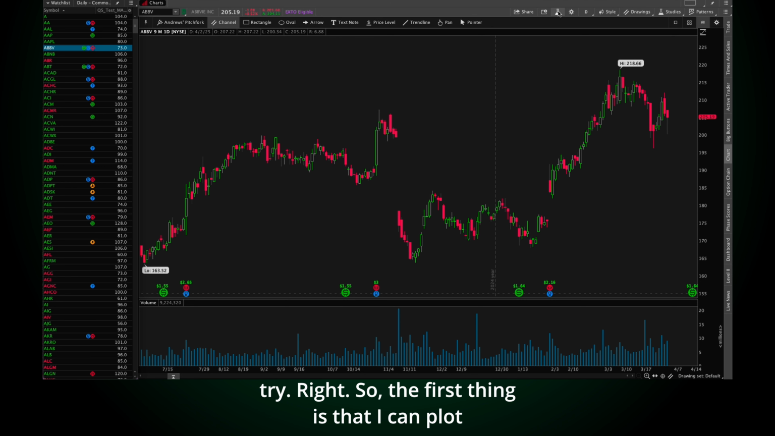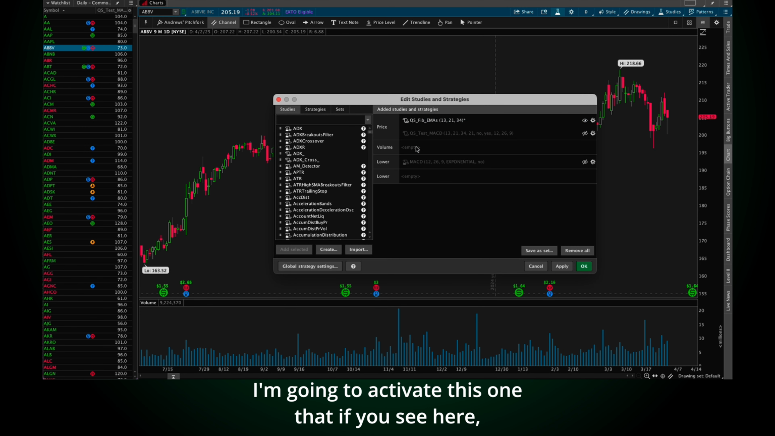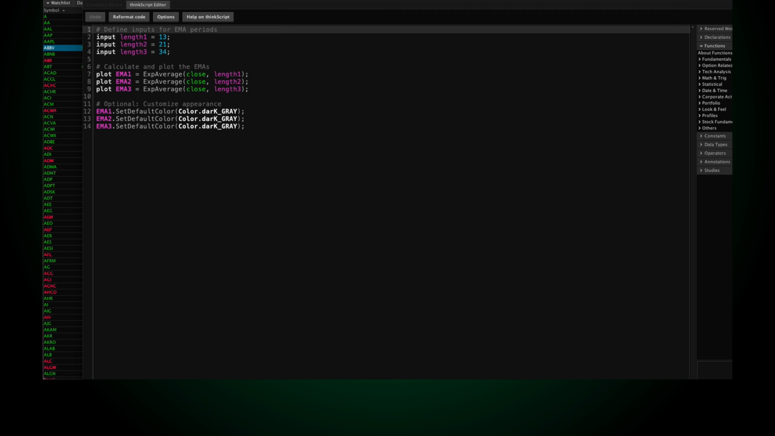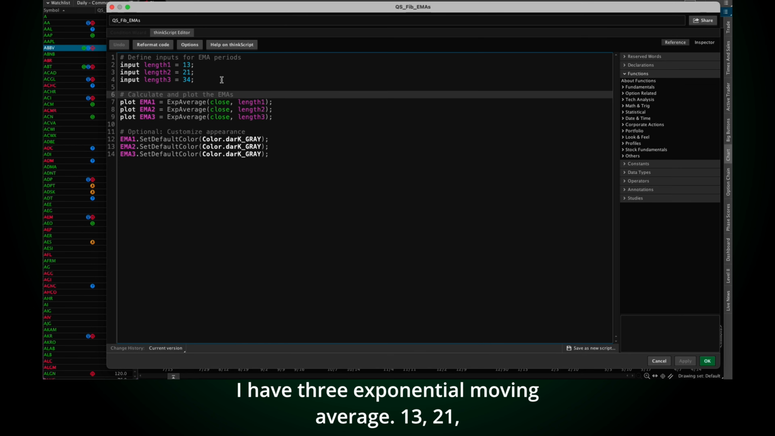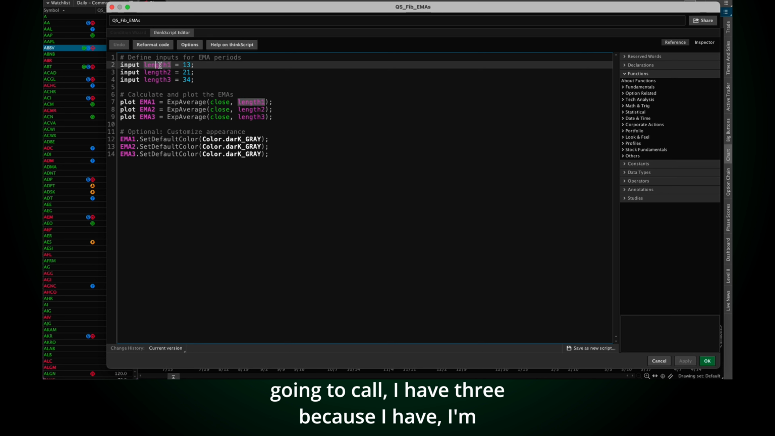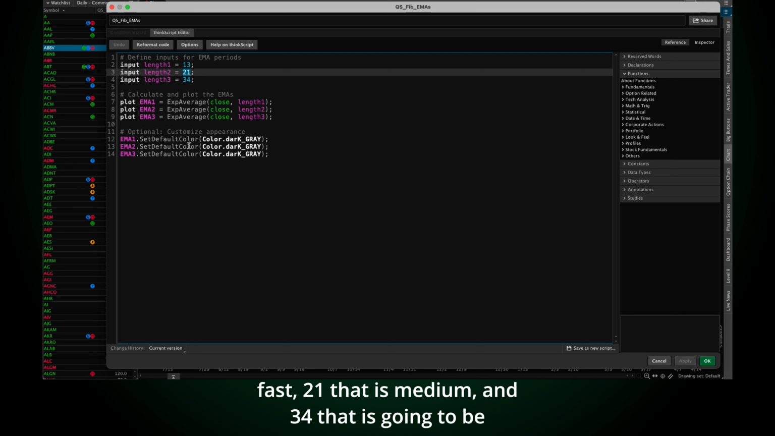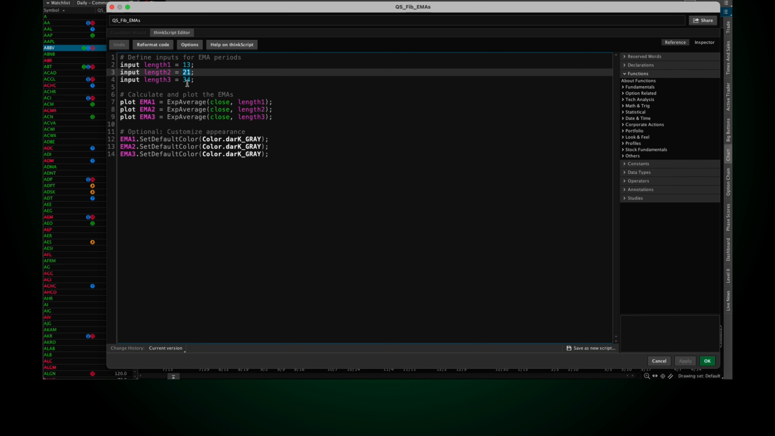Right. So the first thing is that I can plot something very simple, which is moving averages, and I'm going to activate this one. If you see here, I have three exponential moving averages, 13, 21, and 34, Fibonacci, just because I like it. I have three because I'm trying to find trends that have strength and momentum. So 13 is fast, 21 is medium, and 34 is slow.